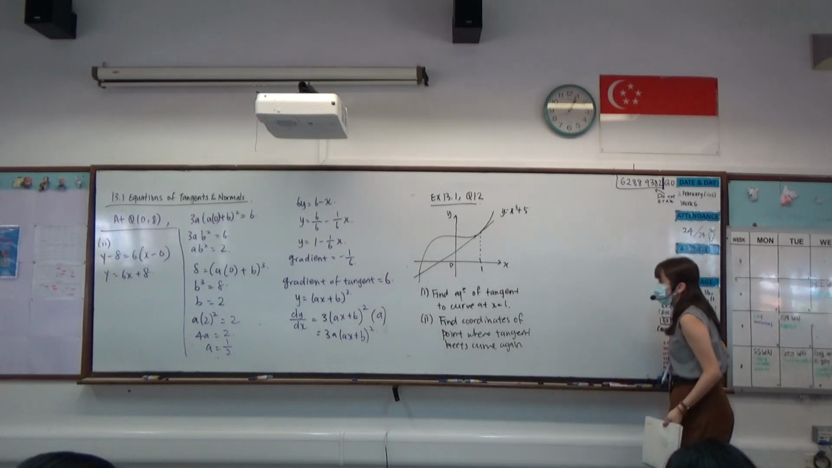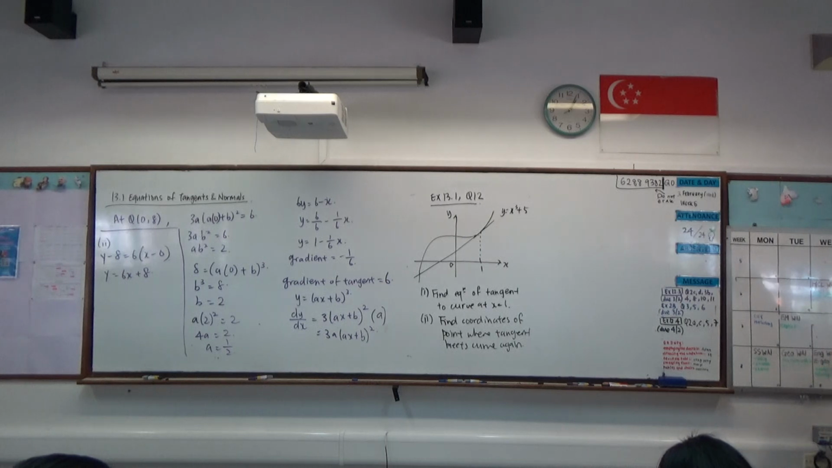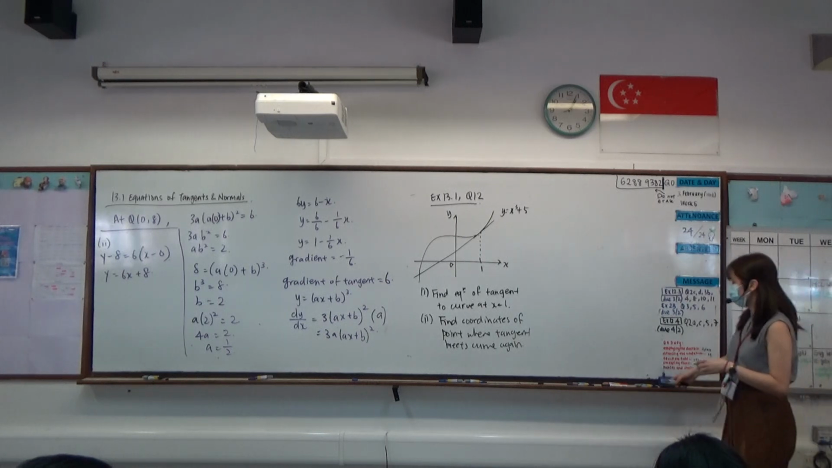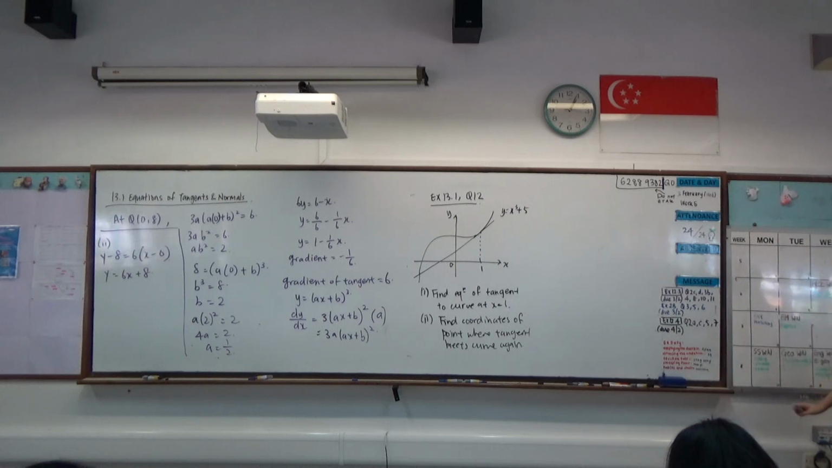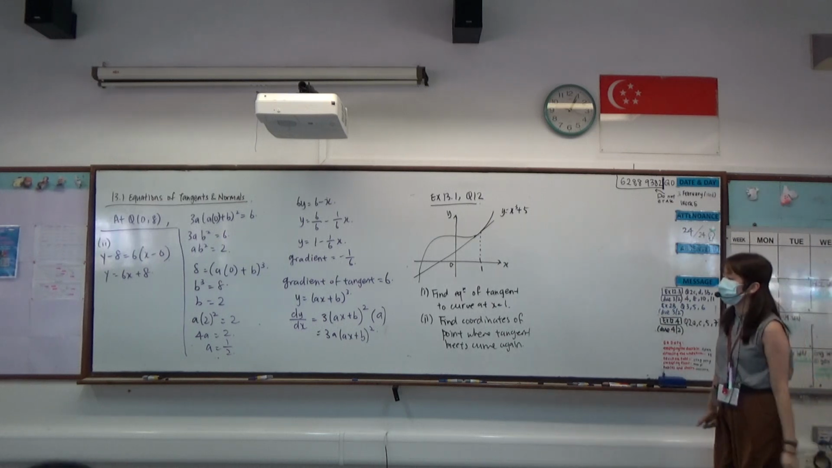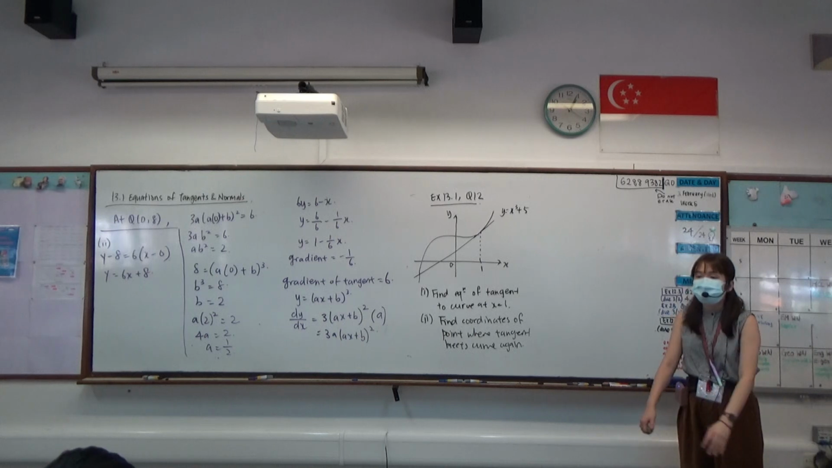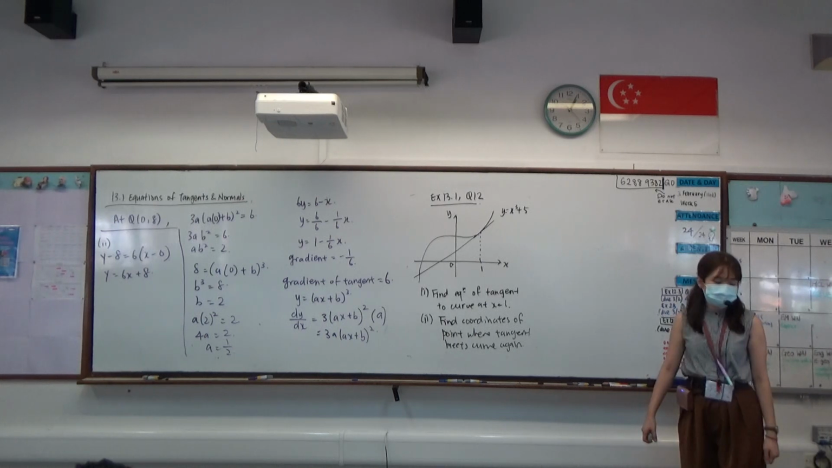Okay, so let's look at this. We have the curve y equals x cubed plus 5, diagram given to you. Part I, we want to find the equation of the tangent to the curve at x equals 1. Okay, so Ling Hui, what will you do to start off this question?